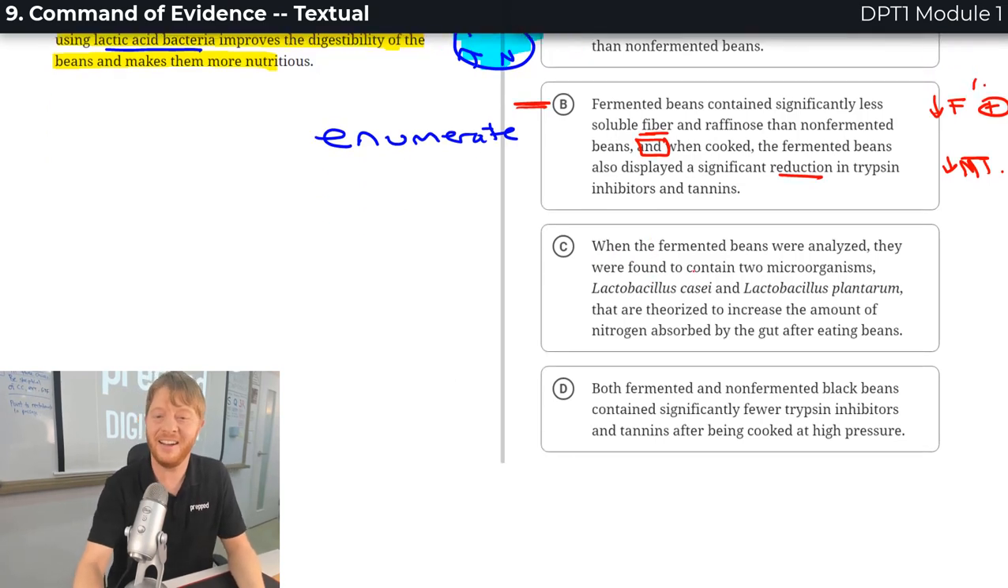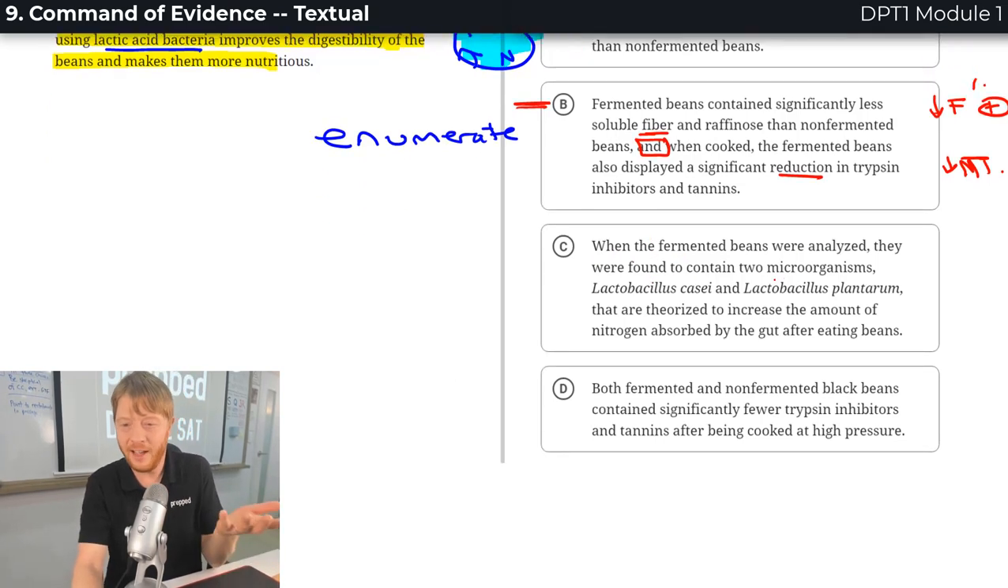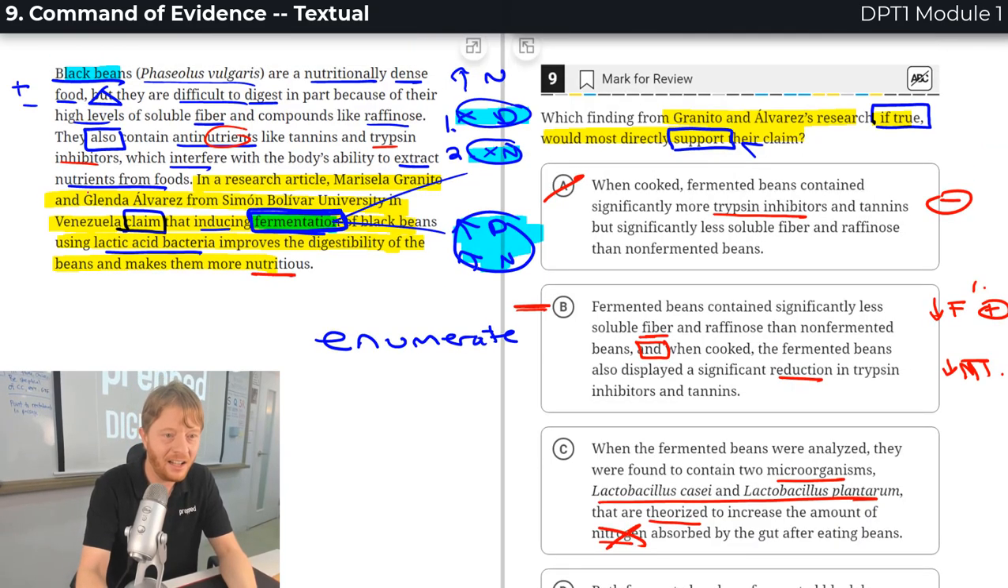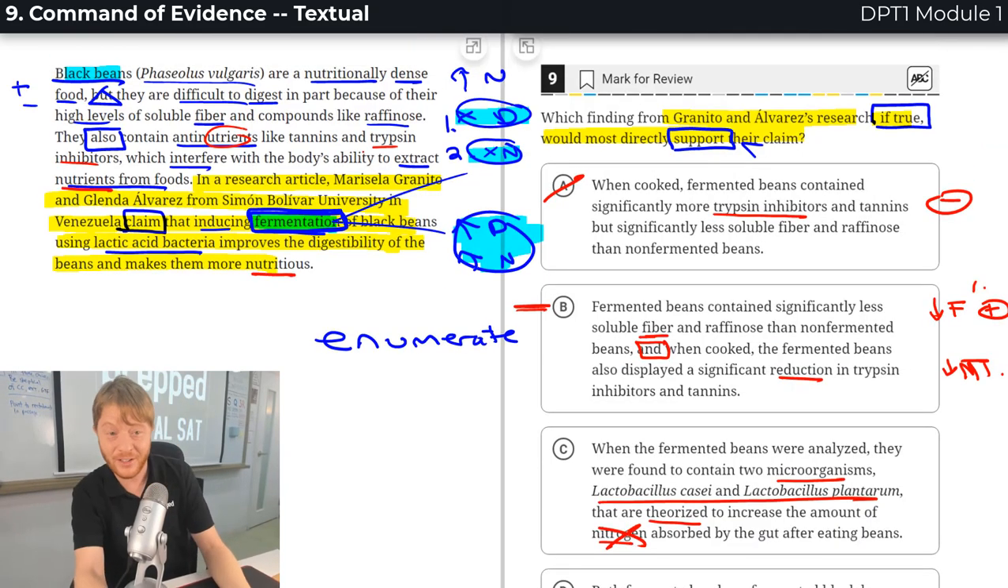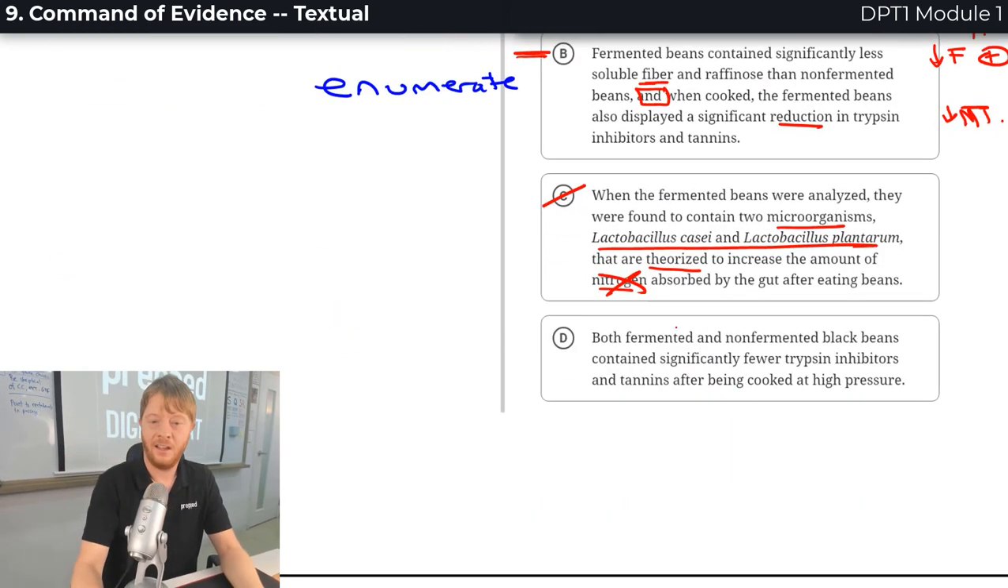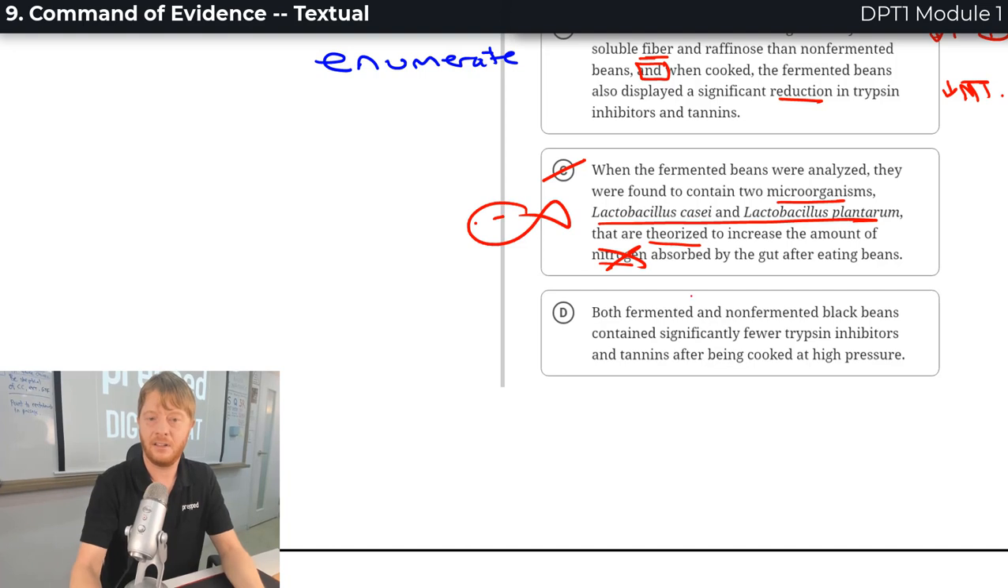For the letter C here. When the fermented beans were analyzed, they were found to have these organisms, and that was theorized to increase nitrogen. This seems pretty good, but you know what the problem is? We didn't read about nitrogen. We read about nutrition. I mean, did we read nitrogen anywhere? Did I miss something? Totally not, right? It's not there. It's gone. Kill it right now. Goodbye, C. C's gone. Okay, that was a fishy one.